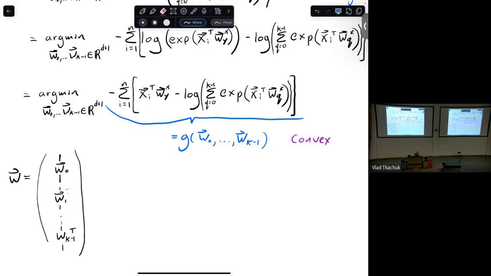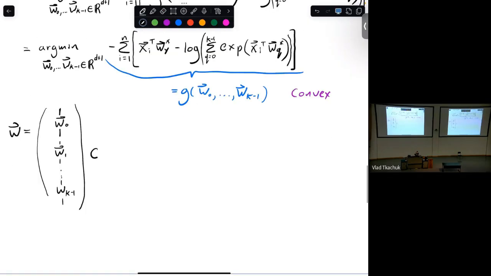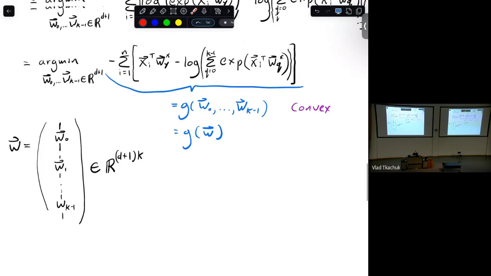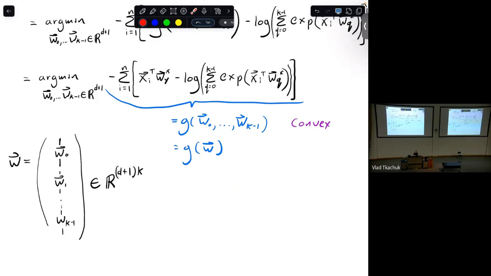So we vertically stack these, and what is this? This is now going to be an element of R of, well, it's supposed to be d plus 1 for one of them, but now since we have k of them, it's R of d plus 1 times k. So you have this giant new vector, and then you have this function that's a function of just this giant new vector. It has k times d plus 1 dimensions. That's fine. We know how to optimize over this, it's just a bigger vector.